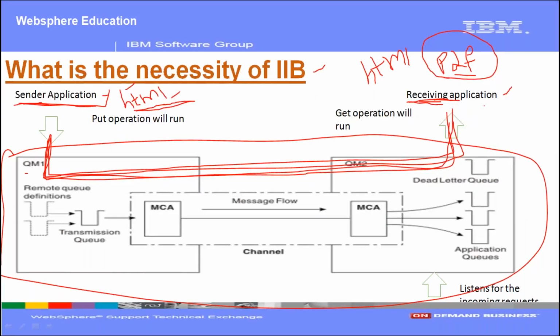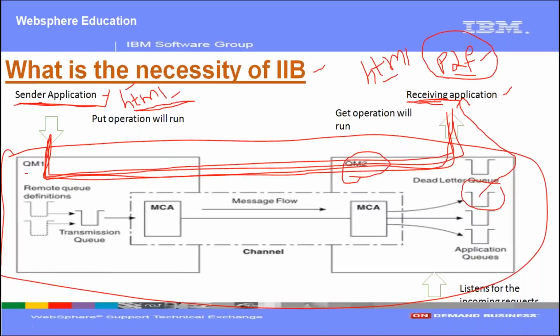Okay, so this is where IIB comes into the picture to transform the message into what is required. Exactly. Now IIB comes into the picture. For example, on top of this MQ, if we have installed a software called IIB, and if the IIB developer designed a logic that whatever message is received in the queues of queue manager 2 has to be transformed from HTML format to PDF format, then that PDF format will be processed by the receiving application. That's where the message broker, IBM Integration Bus, comes into the picture.